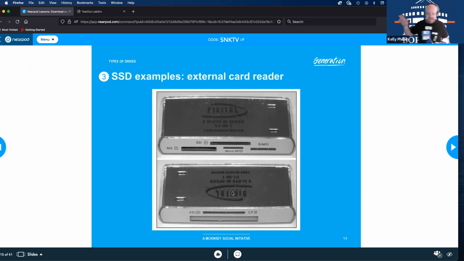In my old office, I actually had one. I had a Dell that had the card readers on the front. Yeah, they did make things convenient if you are a photographer. It was really nice. But yeah, this is basically just what an external card reader would look like.